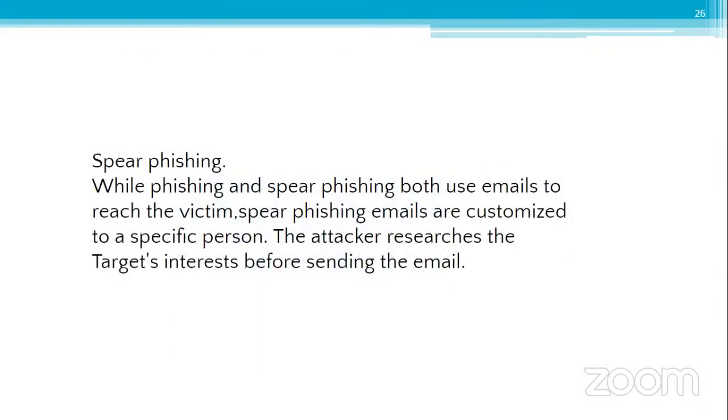Then there is spear phishing. Spear phishing is very direct in that the attacker has known the interest of the victim. While phishing and spear phishing both use emails to reach the victim, spear phishing emails are customized to a specific person or target group. The attacker learns the target's interest before sending the email. Assuming you wanted to buy a laptop, the attacker may join the same conversation, maybe on Facebook, where a company posted an advert that they are selling laptops.